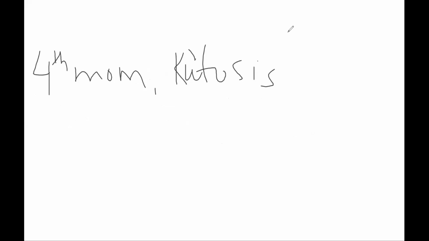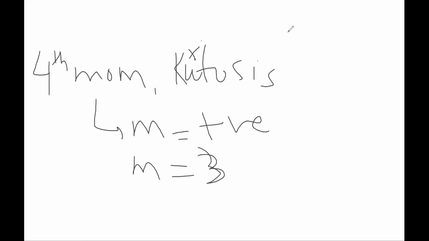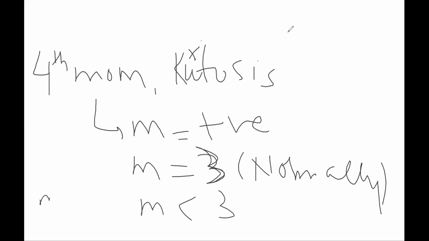Next comes kurtosis. When it is our fourth moment, it will give us kurtosis. So for the fourth moment, M would be positive. Usually M would be 3 for a normally distributed curve, but M can be less than 3 or it can be more than 3. These three cases you should learn. Basically, kurtosis tells us the flatness or peakedness of our distribution.